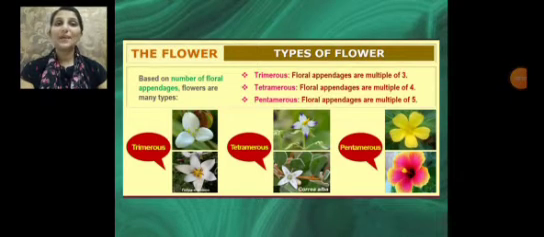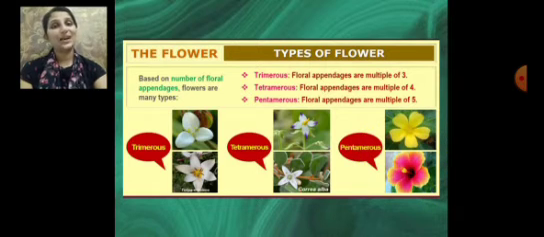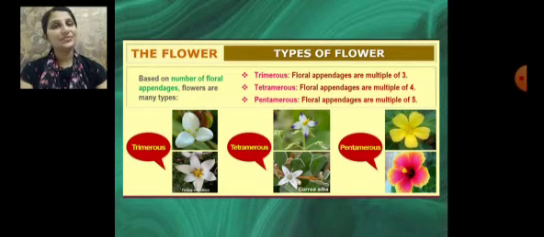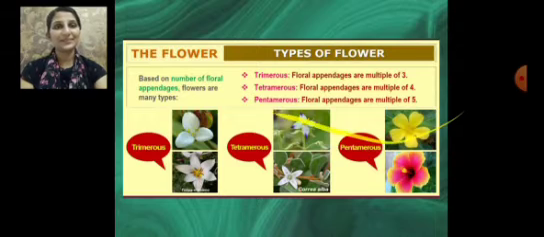Based on the number of floral appendages present in the flower, there are different types of flowers. If the number of floral appendages are multiples of 3, they are called trimerous. Whereas 4 appendages or multiples of 4, they are called tetramerous. And if floral appendages are multiples of 5, they are called pentamerous. So based on the number of floral appendages, they can be trimerous, tetramerous, or pentamerous.